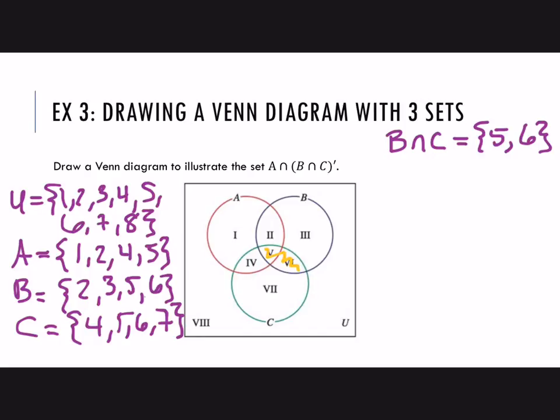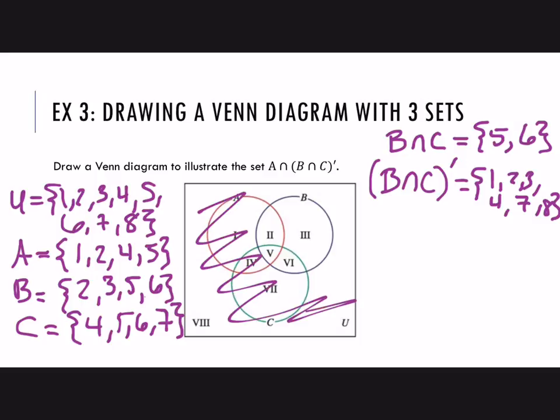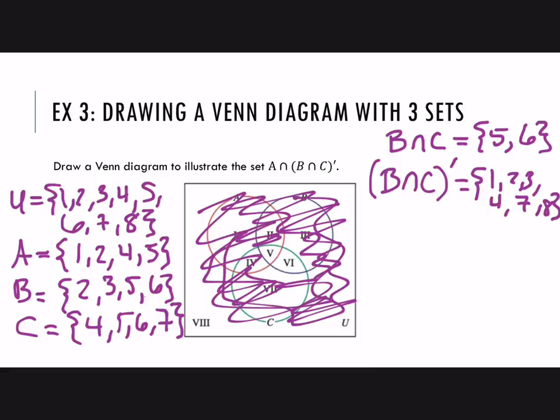Okay, now I need the complement of that. So using the listing method, I would go back to the universal set and cross out 5 and 6 and see what's left: 1, 2, 3, 4, 7, and 8. For the visual method, I would shade everything except what I had previously shaded. Alright, and either actually shade or just picture what that would look like. Alright, so I've done parentheses, then complement, and then finally I do intersection.